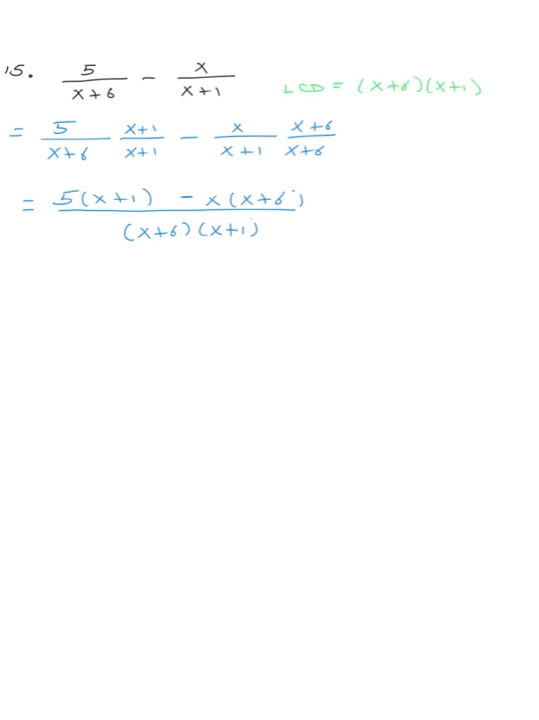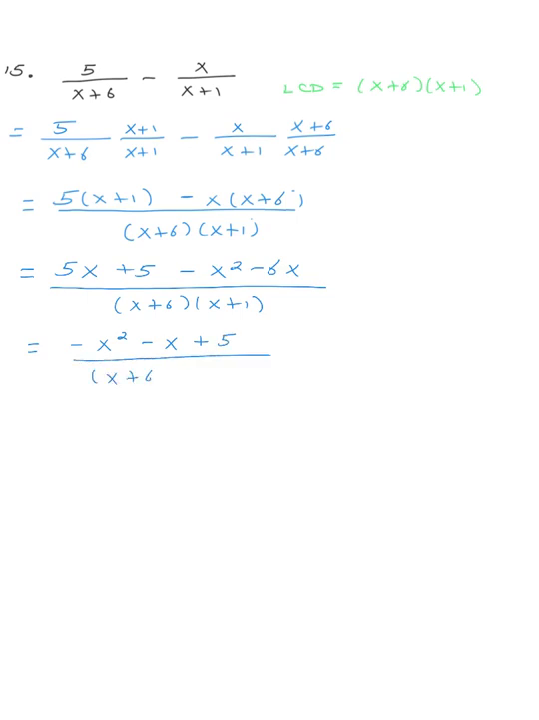We got to be careful here. This negative x, when you distribute it in, is going to make both of these things negative. The sign will change on both of them. So when I distribute the 5, I get 5x plus 5. When I distribute the negative x, I get negative x squared minus 6x. And this is all over x plus 6 times x plus 1. If I combine some like terms, I think the way I'll choose to write it is negative x squared. 5x and negative 6x is negative x, and I have this plus 5 left over. That's all divided by x plus 6 times x plus 1. Clearly, there can be no common factors here, and that's my final answer.